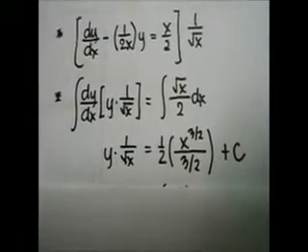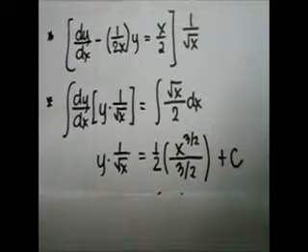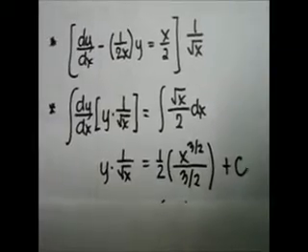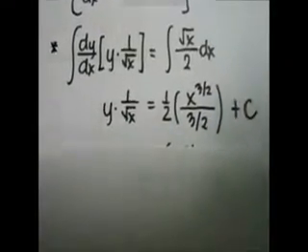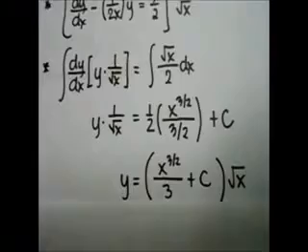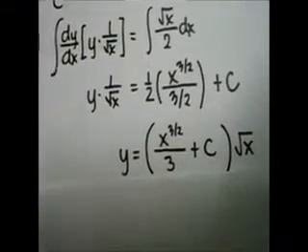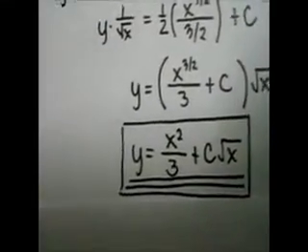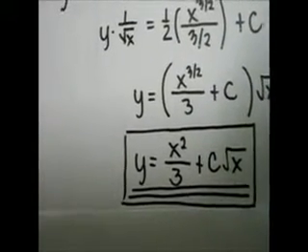y times 1 over square root of x is equal to 1/2 x to the 3/2 over 3/2 plus c as constant. After having this, we simplify it further by multiplying both sides by square root of x. After multiplying, we have the answer y is equal to x squared over 3 plus c square root of x.